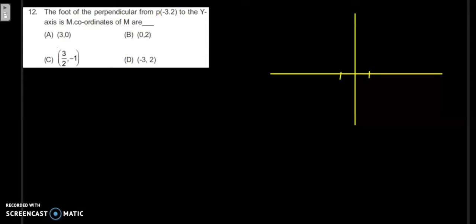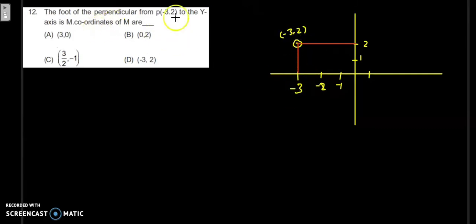The foot of the perpendicular from point P to the y-axis is M. Coordinate of M you have to find. So for this, first draw the diagram. This is a Cartesian plane. Plot the numbers -1, -2, -3, then 1, 2 on the x-axis. Then plot the point -3, 2. Join the lines from the x-axis and y-axis.